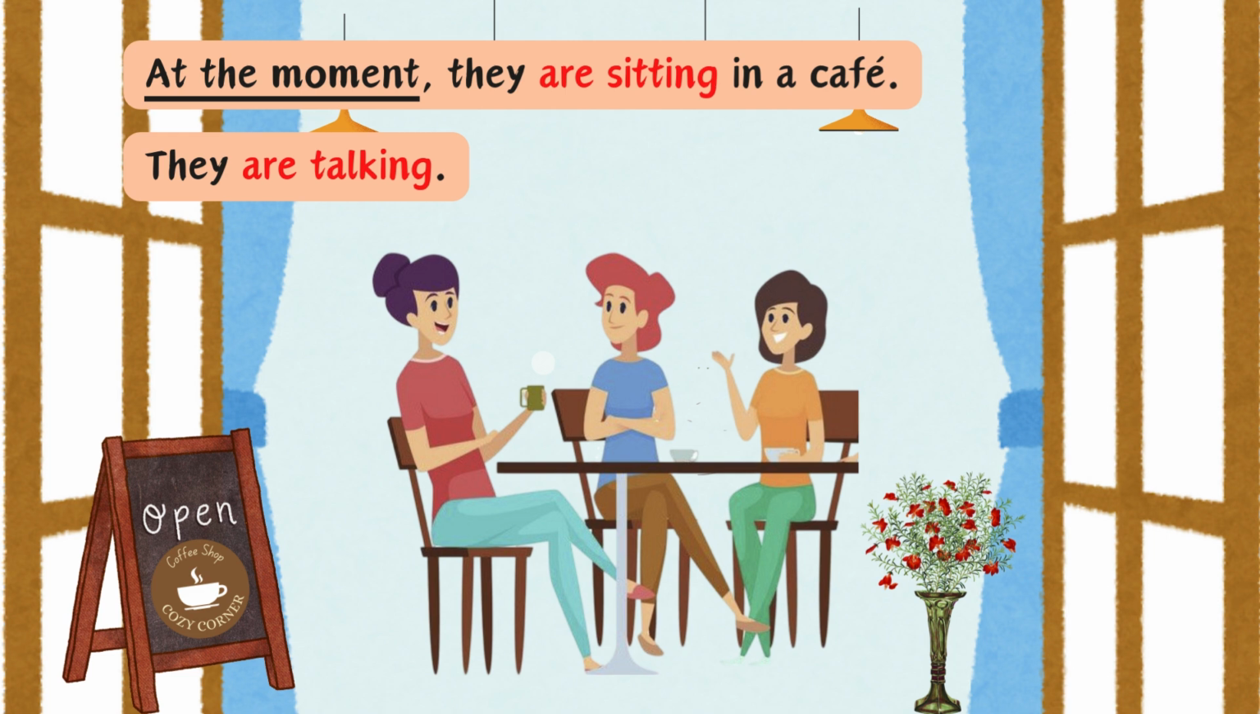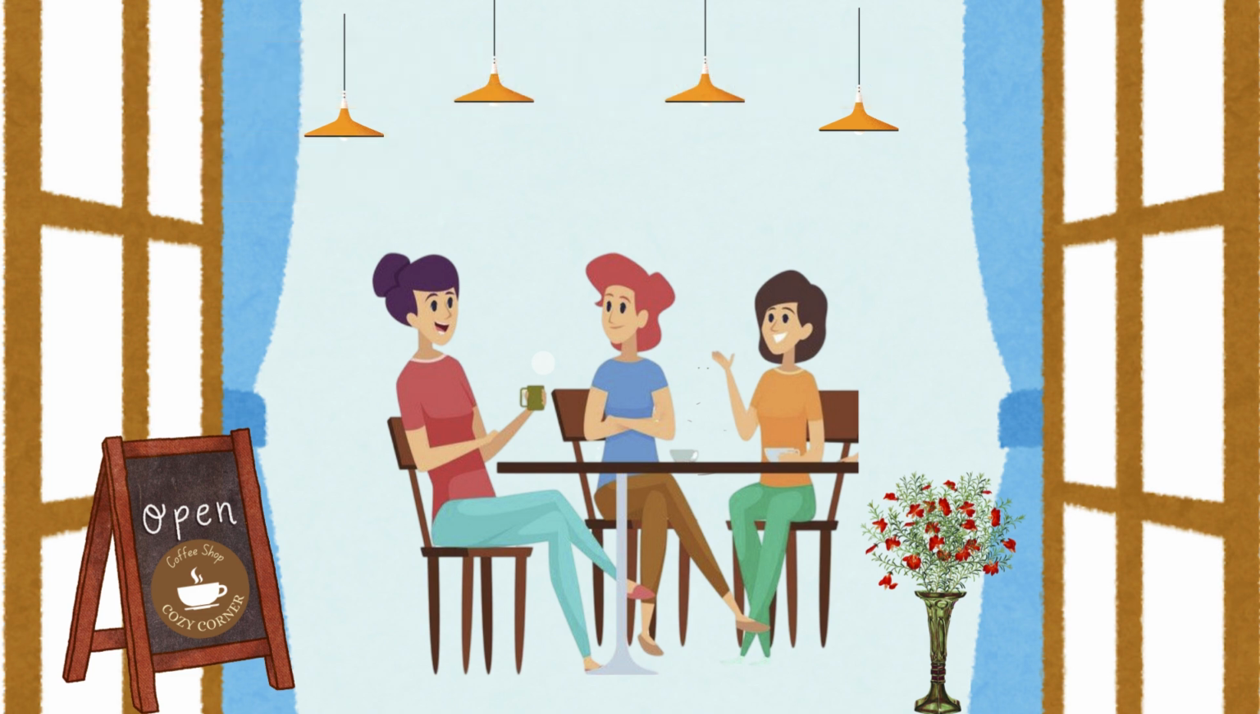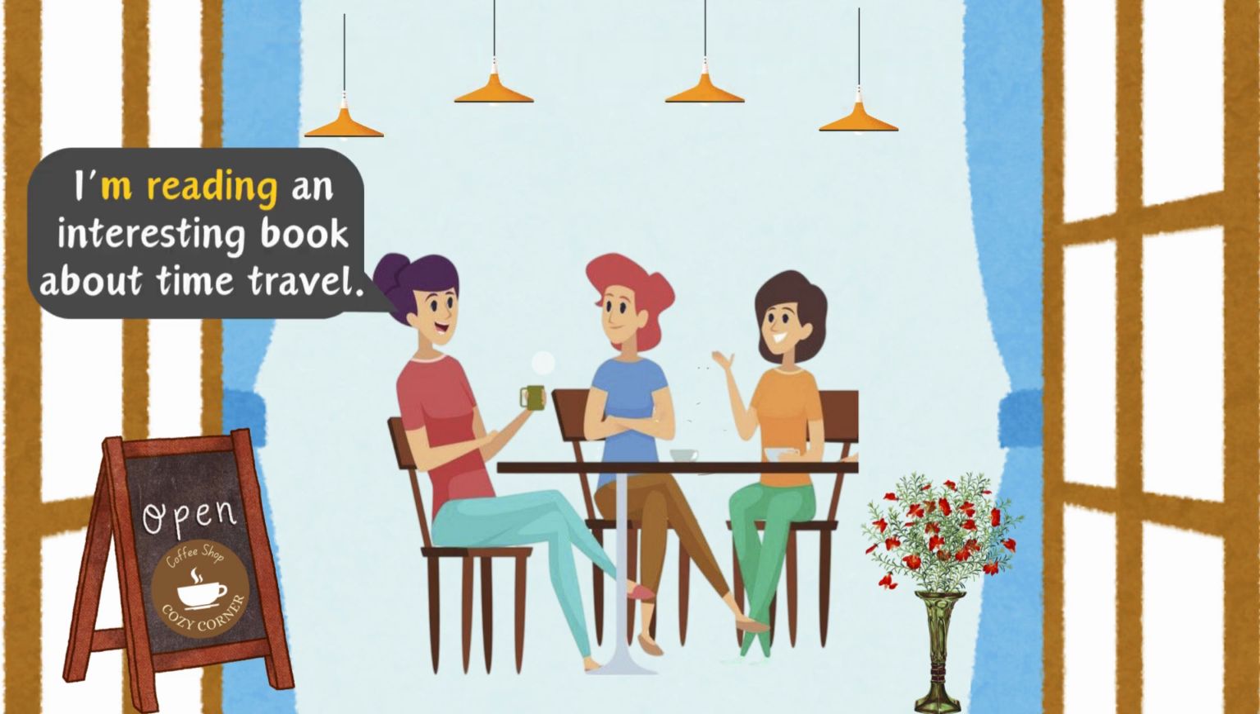They are sitting in a cafe. They are talking. They are talking about what they are doing in their life. One of the girls says, I'm reading an interesting book about time travel. I'm reading, that's present continuous. But is she reading right now? No, she isn't. She's talking to her friends right now.